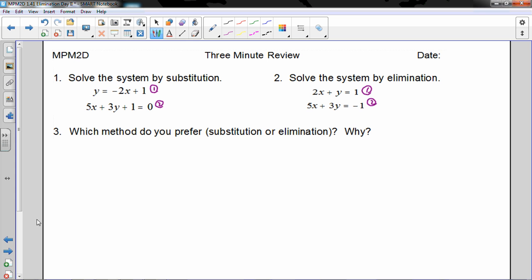All right, here we go, taking it up. By substitution, the idea is we've got an expression that's equal to y, so I'm going to take out the y and put in what y is equal to. It looks something like this. Plus 1 equals 0. So in this one, I took out the y and put in the negative 2x plus 1, and remove brackets.